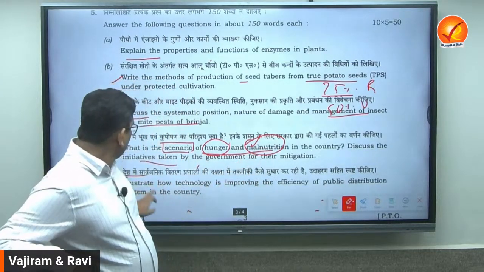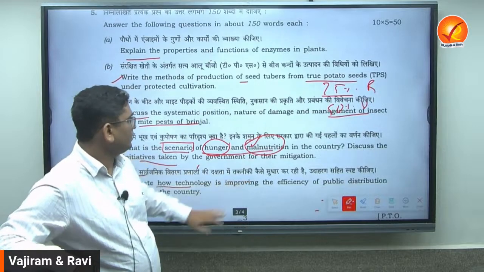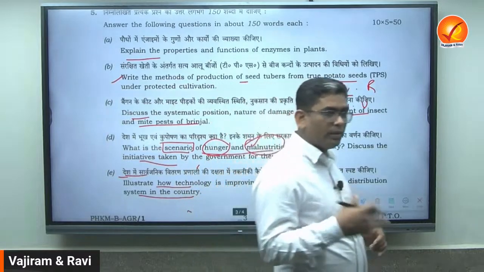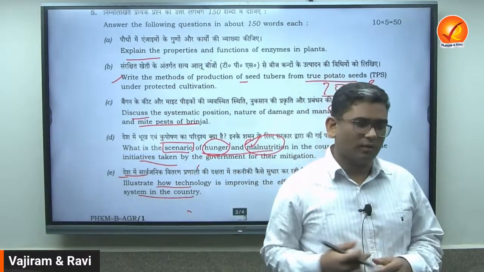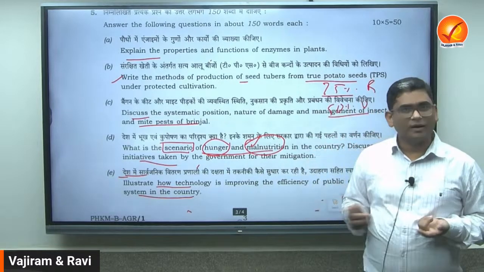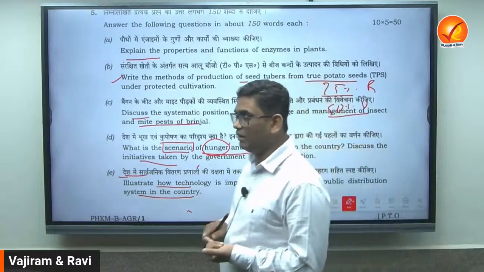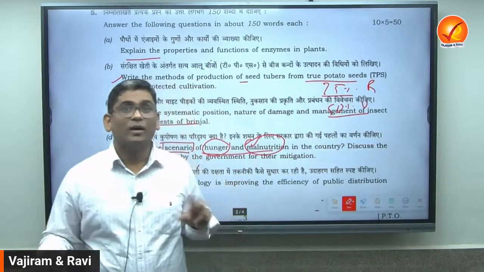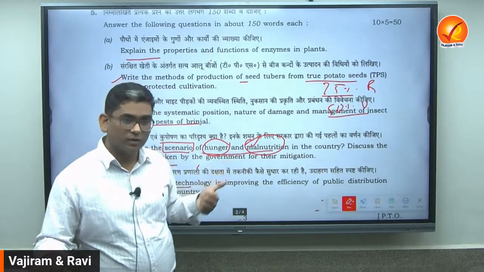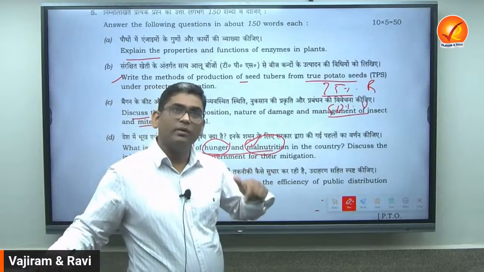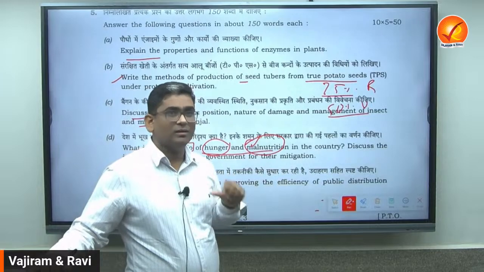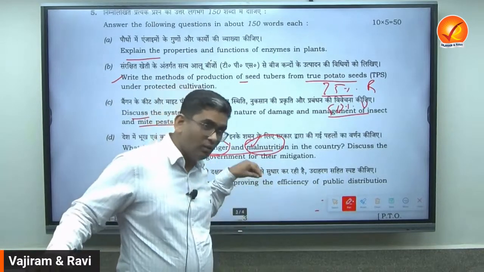Then another: illustrate how technology is improving efficiency in the public distribution system in the country. You know that there are many reports that our public distribution system has a lot of corruption. But recently, you know about One Nation One Ration Card, that is also for improving this. EPDS systems are also there. There is a linkage of Aadhaar card with the ration card, so there should not be any ghost beneficiaries. Those who are real will get the PDS benefits. Also point of sale machines are there, and there is GPS tracking for the trucks carrying the food grains.